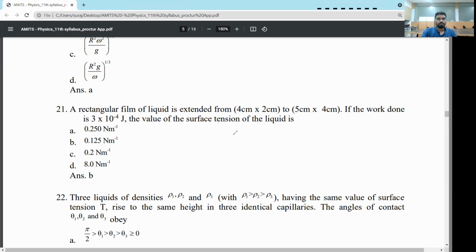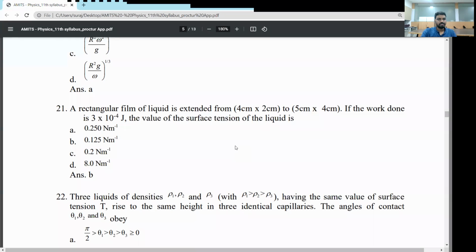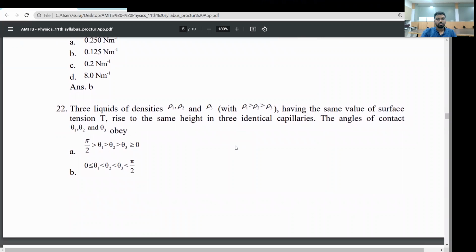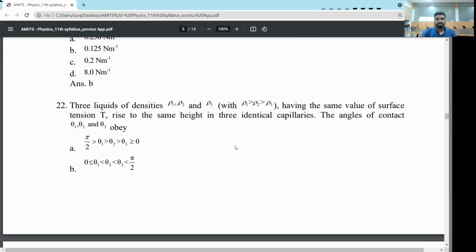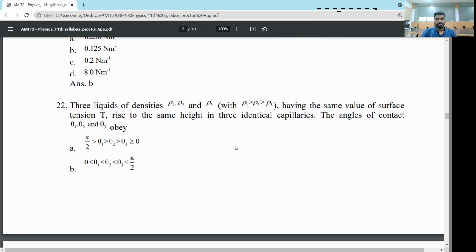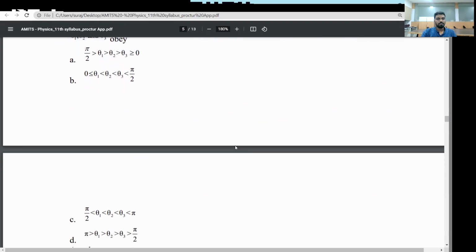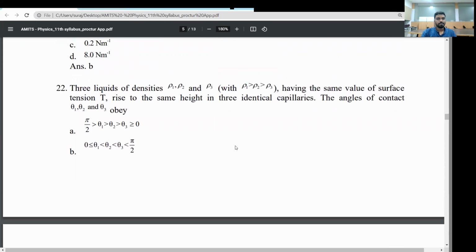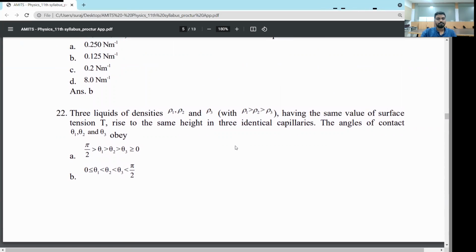Question number 22. What is given here? Liquids of densities rho 1, rho 2, rho 3 having the same value of surface tension T rise to the same height in 3 identical capillaries. The angles of contact theta 1, theta 2, theta 3 obey... Now here they're asking about the angle of contact.